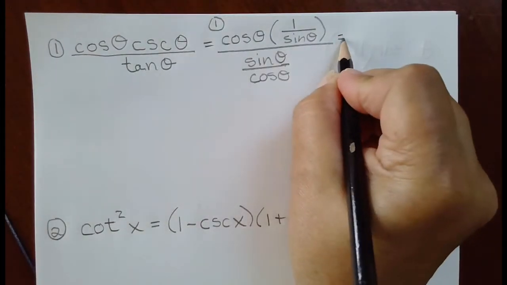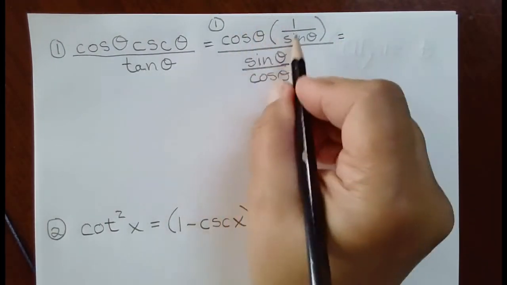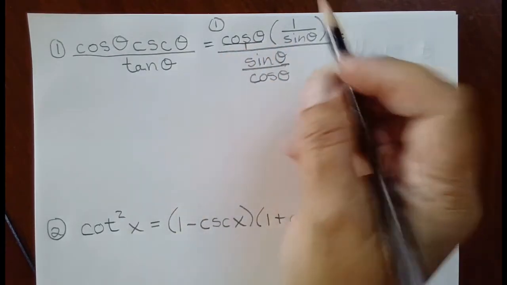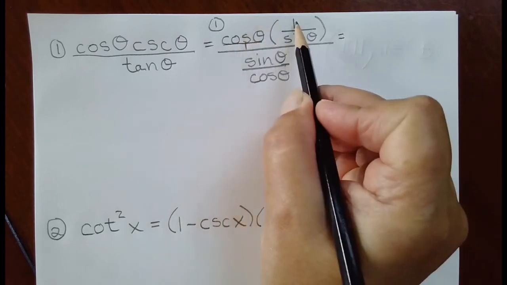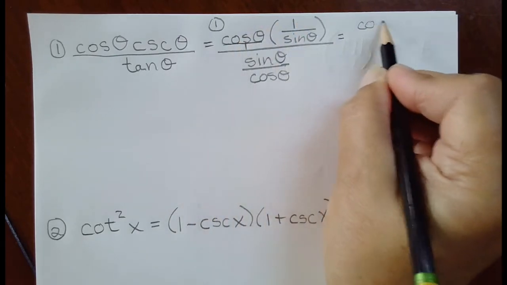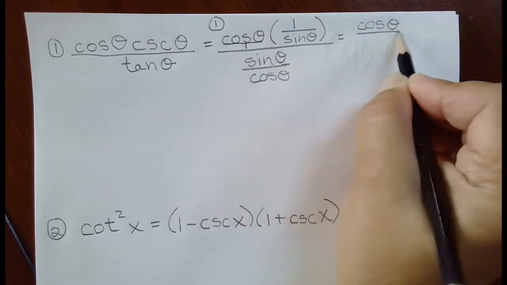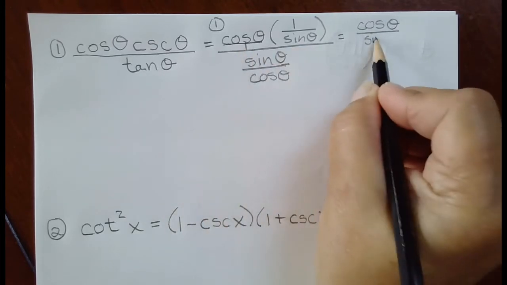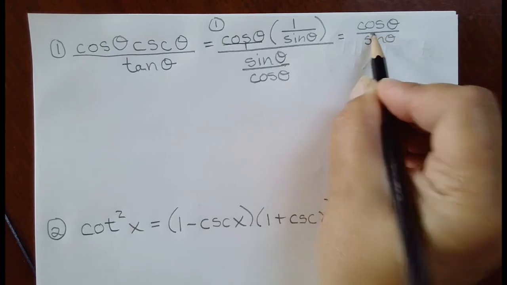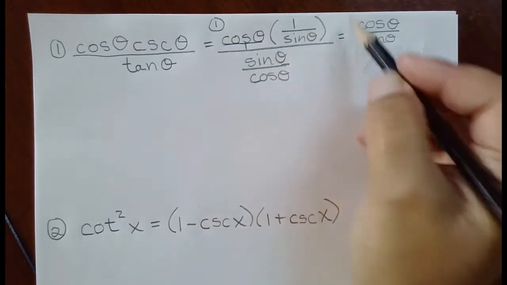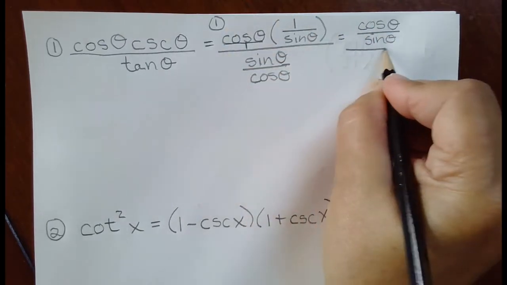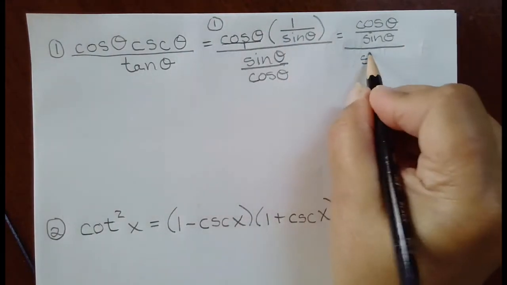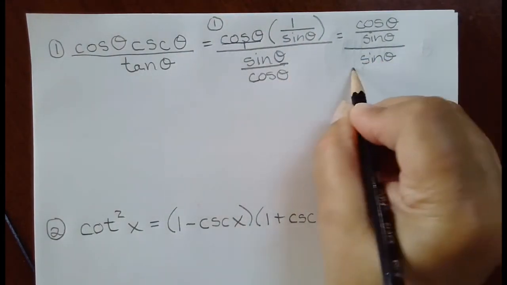Okay, then on the top, let's bring this all together as one term. Cosine is the same thing as cosine over 1. So cosine's in the numerator, multiply it by the other numerator. So numerator times numerator, and then 1 times sine for the product of the denominators. Okay, that's the top of this big complex fraction. Then on the bottom, of course, all you have is sine over cosine.